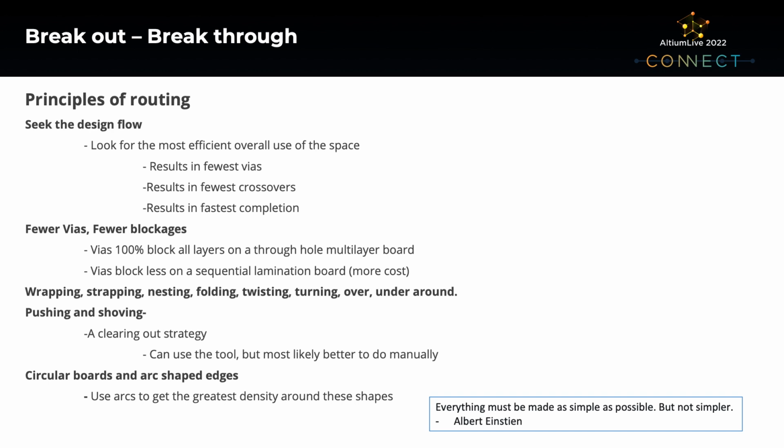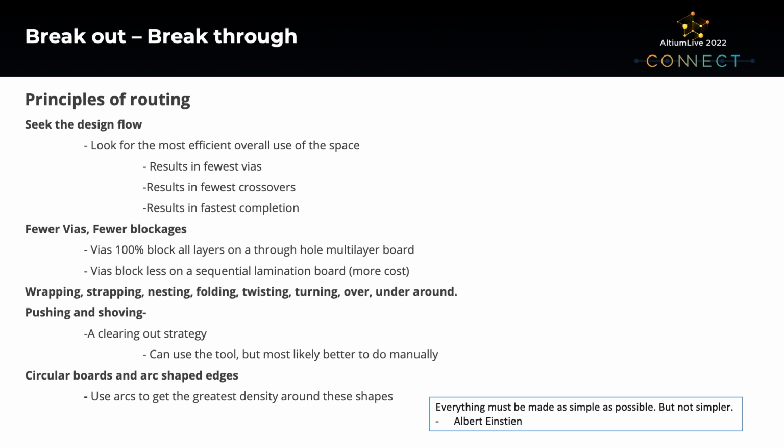Okay, so principles of routing. Let's seek the design flow and look for the most overall efficient use of the space. This is always going to result in the fewest number of vias, the fewest crossovers, and the fastest completion rates because you won't have a bunch of extra junk in the way. Fewer vias is going to be fewer blockages, especially on a through-hole design, because once you drop a via, it 100% blocks all layers on that board for that area.